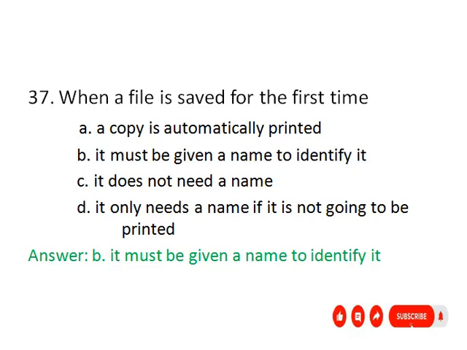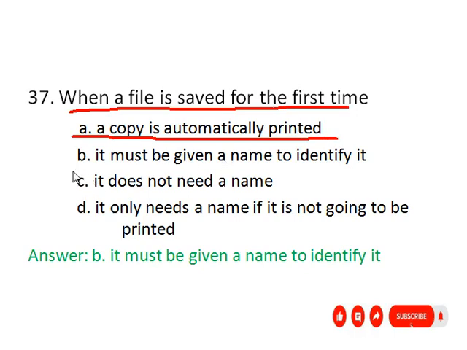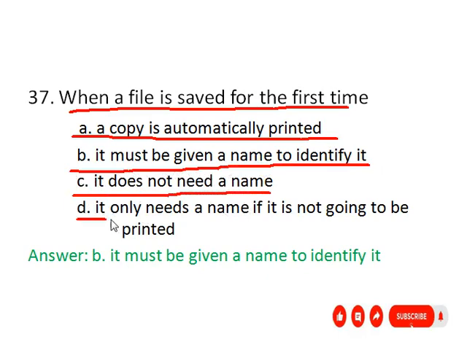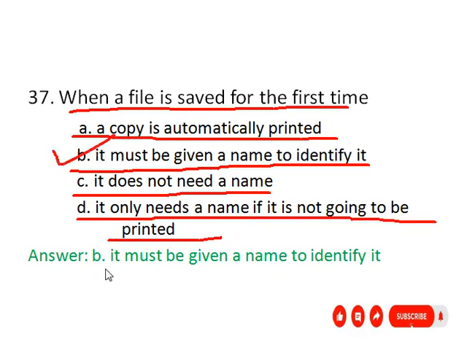Next question. When a file is saved for the first time, option A, copy is automatically printed. Option B, it must be given a name to identify it. Option C, it does not need a name. Option D, it only needs a name if it is not going to be printed. So here the correct answer is option B, it must be given a name to identify it.